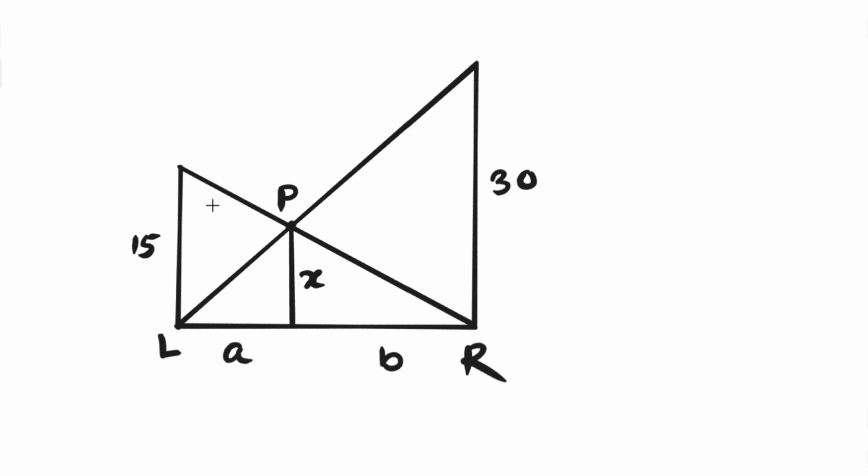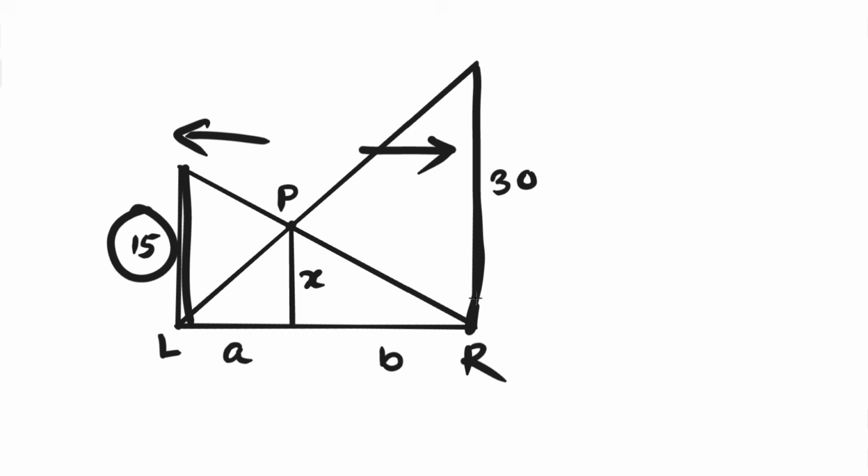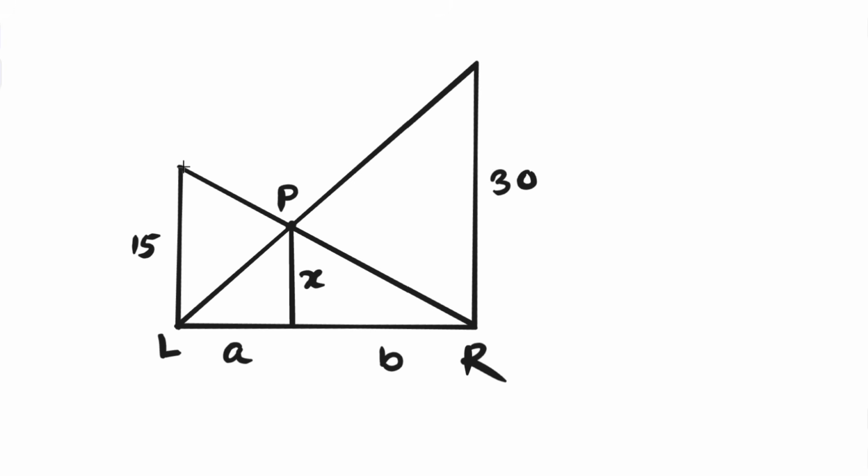Let's solve this geometry problem carefully and find the missing length, x. We have two vertical segments standing on the same horizontal base. The vertical segment on the left has length 15, and the vertical segment on the right has length 30. Two diagonal lines connect the opposite endpoints of these vertical segments, and they intersect at point P.